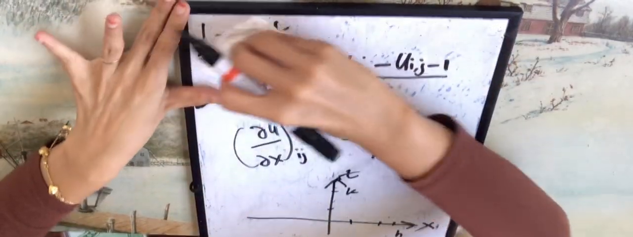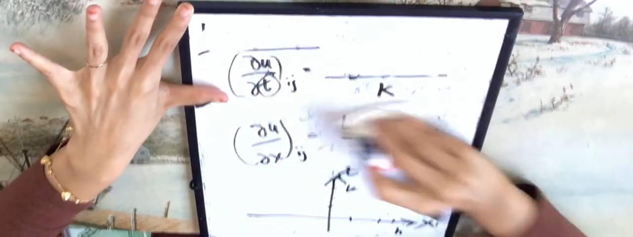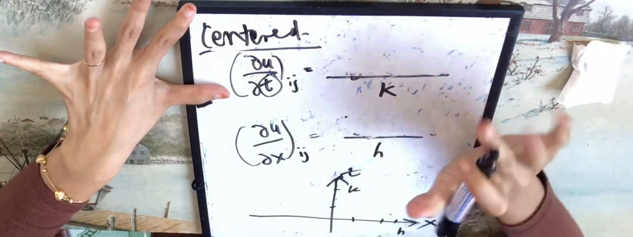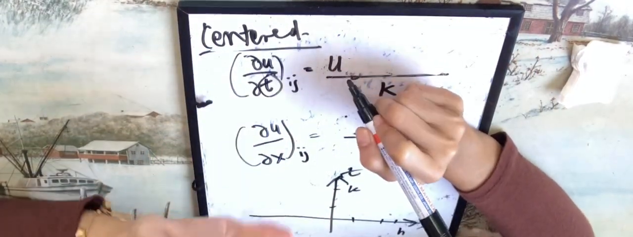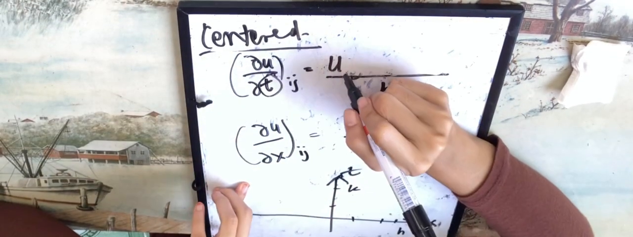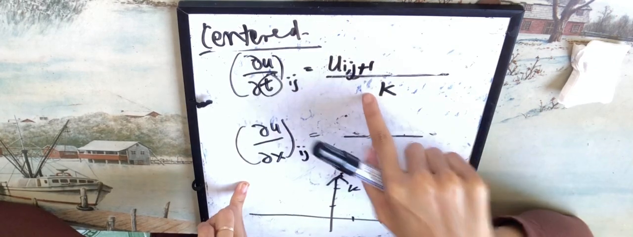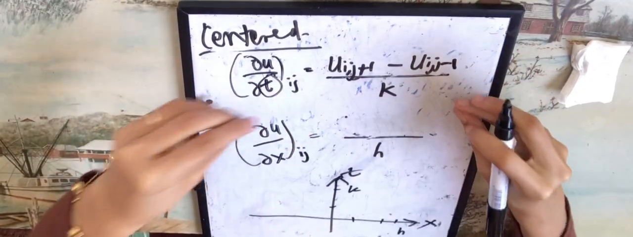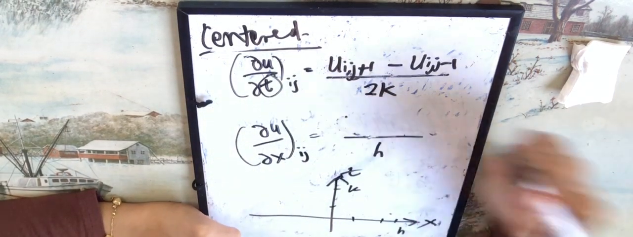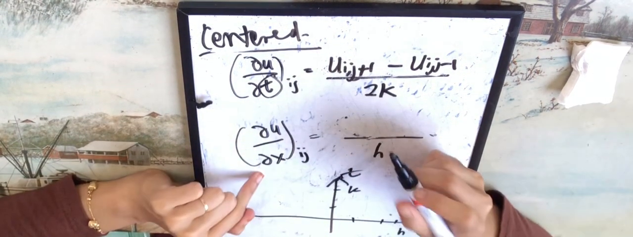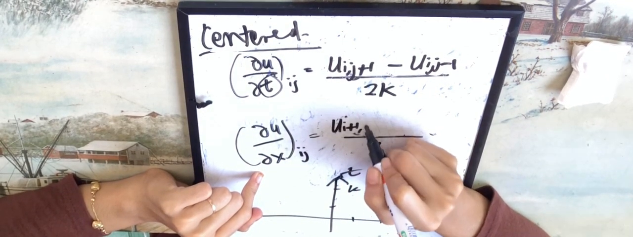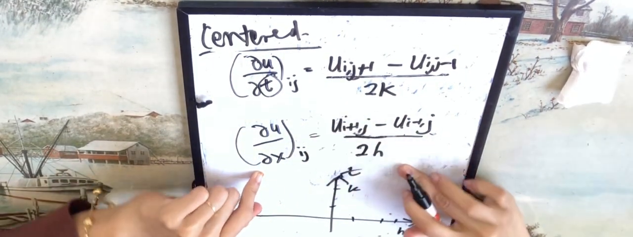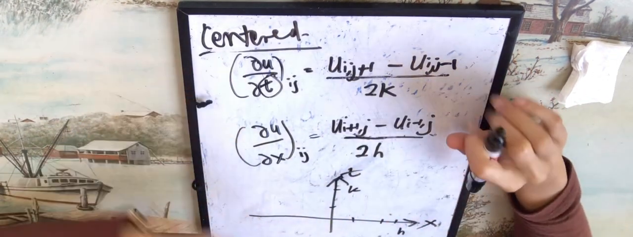Now I will show you centered, first order. These three are all first order: forward, backward, and now centered. For du dt, centered is a combination of forward and backward: u i j plus 1 from forward, minus u i j minus 1 from backward, divided by 2k. For du dx, the same thing: u i plus 1 j minus u i minus 1 j, divided by 2h.